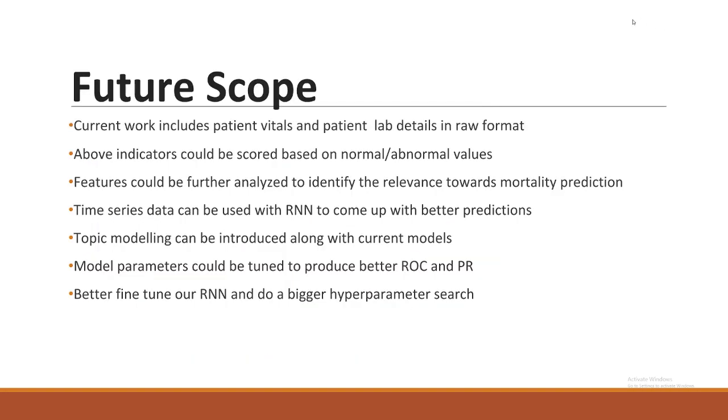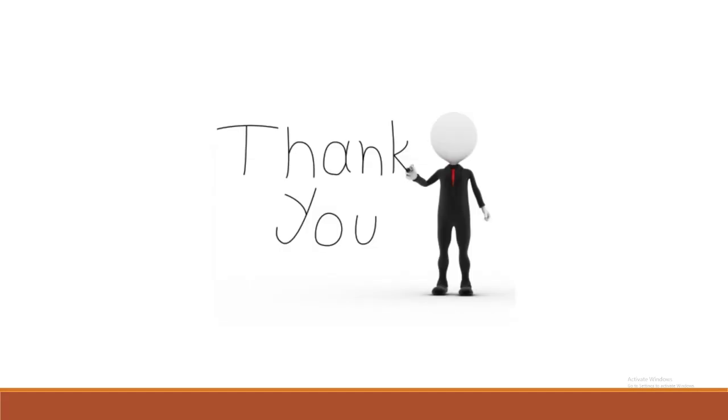In the future, we would like to extend our work to improve the ROC and precision-recall scores. In particular, we would like to introduce bin-based values and score the above indicators based on normal and abnormal values. We'd also like to introduce topic modeling mentioned in Gesemi's paper, and we'd also like to spend more time on tuning the model parameters and tuning the RNN and do a bigger hyperparameter search. Thank you.